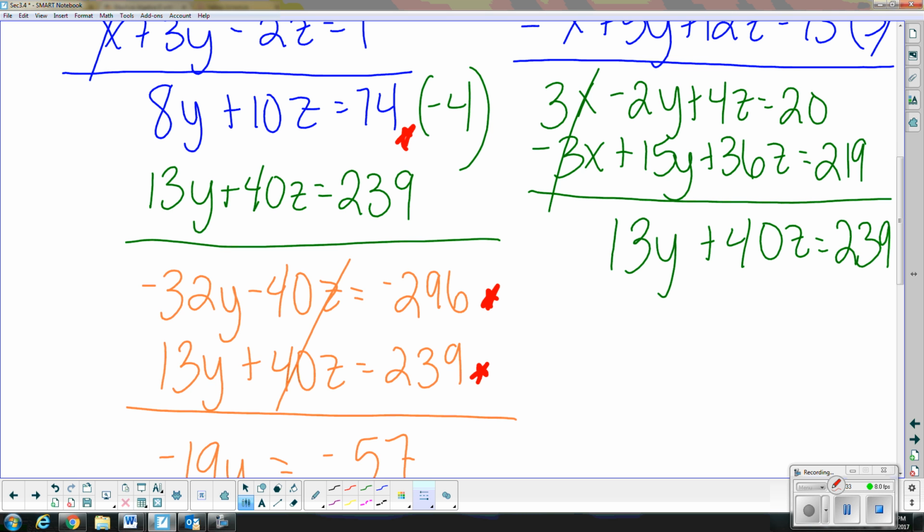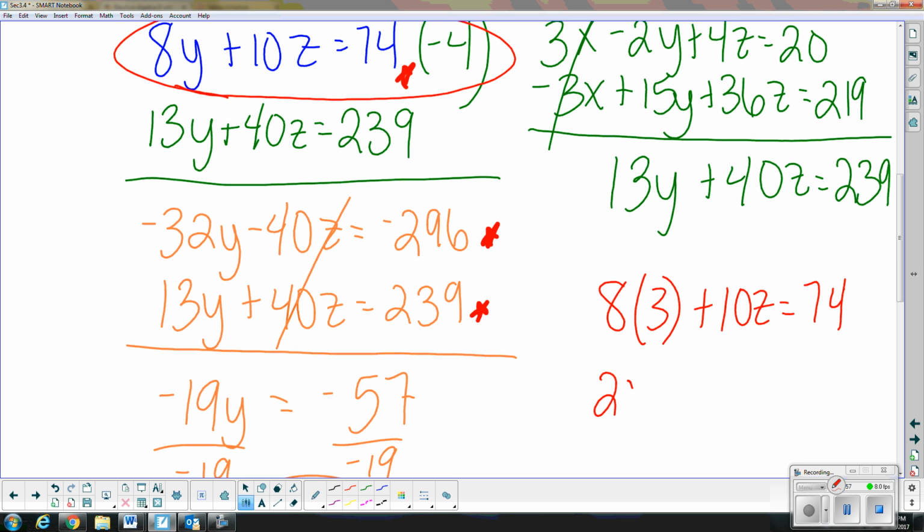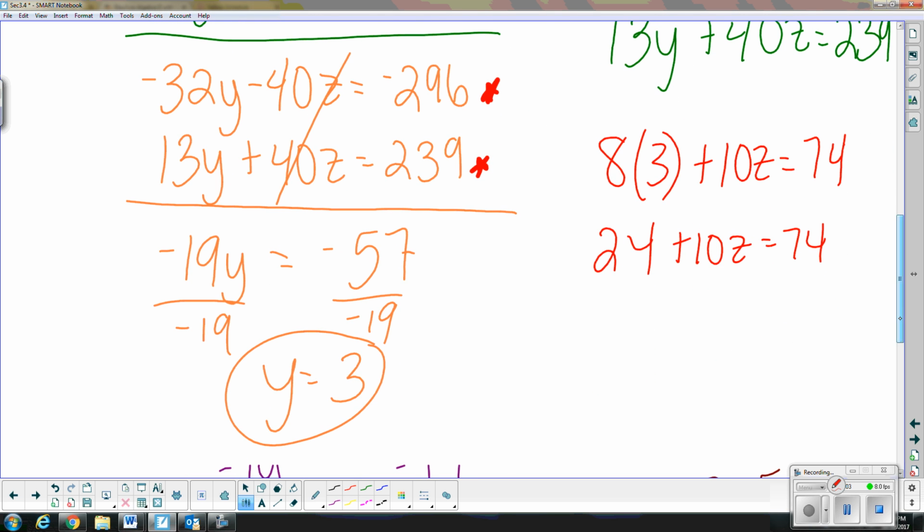So let's use this equation just because it looks the simplest out of all of the other ones. There's no negative signs and the numbers are still kind of small and we have a 10 in there, so it makes it a little bit easier. So 8y, which we just said our y is 3, plus 10z equals 74. 24 plus 10z equals 74. Subtract 24 from both sides, we get 10z equals 50. Solve for z by dividing both sides by 10, and we get z equals 5.